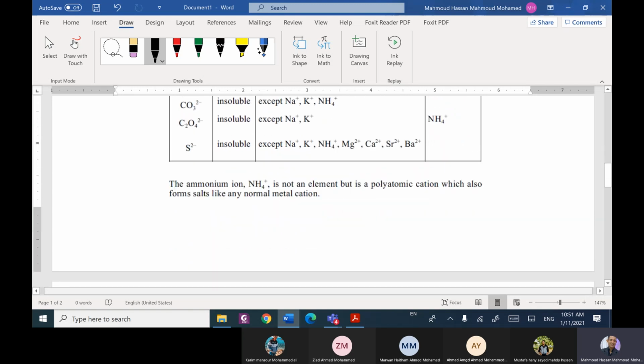One note: the ammonium ion NH4 is not an element, but it is a polyatomic cation, which also forms salts like the normal metal cations. And the ammonium salts, most of them are soluble in the water. Okay, return back to the first property.